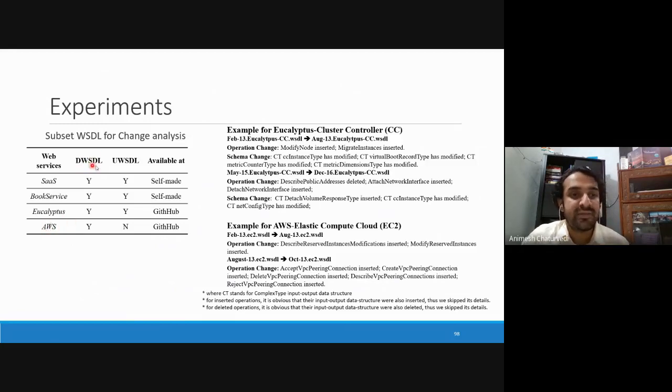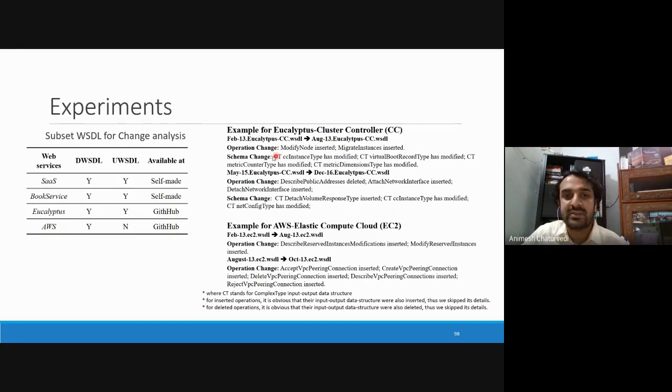So we generated the difference WSDL and the unit WSDL, which is a kind of subset WSDL. You have to go and read more detail in the research paper about them. The unit WSDL was not generated for AWS because the AWS code is not known, and we collected this information. These two are self-made, and these two are available on GitHub.